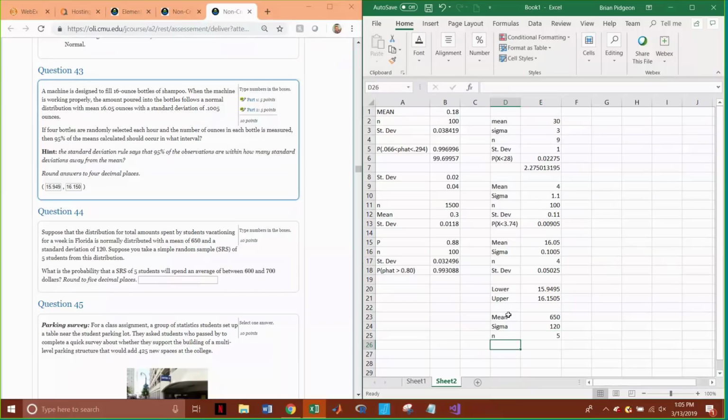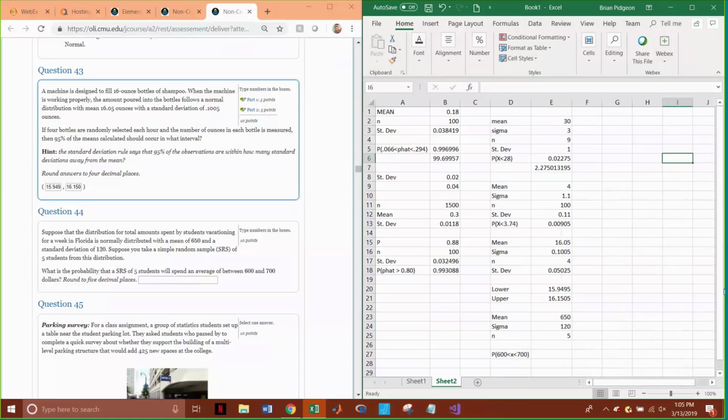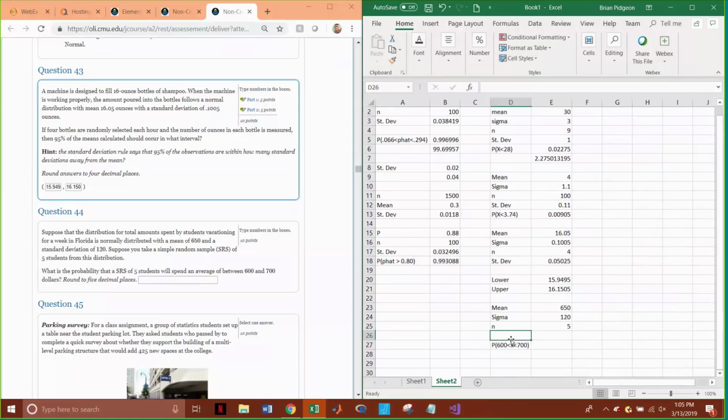So what is the probability that a simple random sample of 5 will result in an average spending between 600 and 700? In order to do this, we have to once again calculate the standard deviation of the sampling distribution of x bar. So we just take sigma divided by the square root of n: 120 divided by the square root of 5. And once we have that, we can calculate our probability statement.